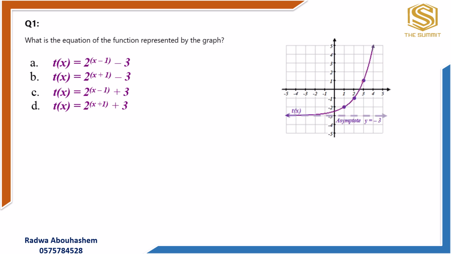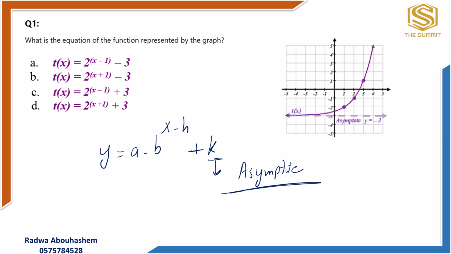What is the equation of the function represented by the graph? Do you remember that transformed function? y equals a times b to the power of x minus h, plus k, and k is the asymptote, which is the line that the curve does not touch. Here, it's equal to -3. So I'm searching for a function that has -3 as an asymptote, or as k. So maybe A or maybe B. I don't know if it's A or B.